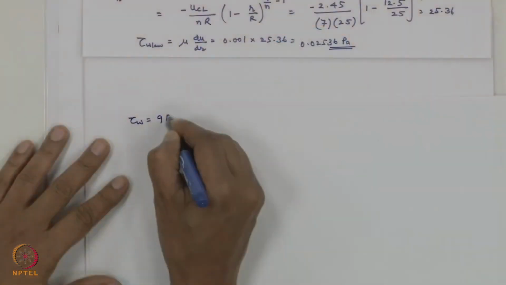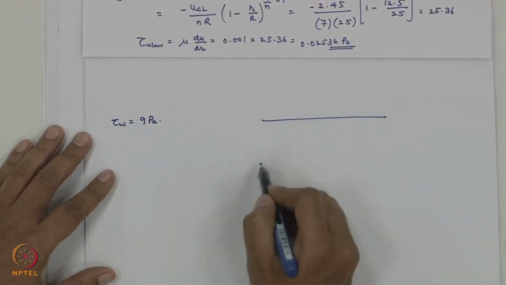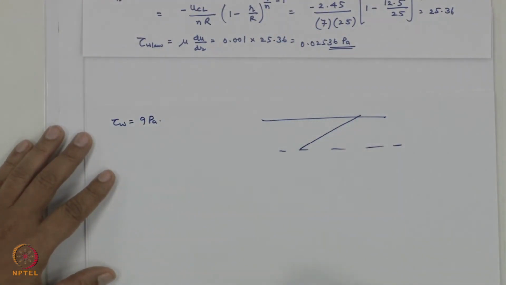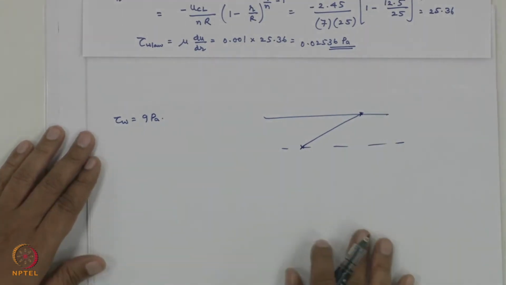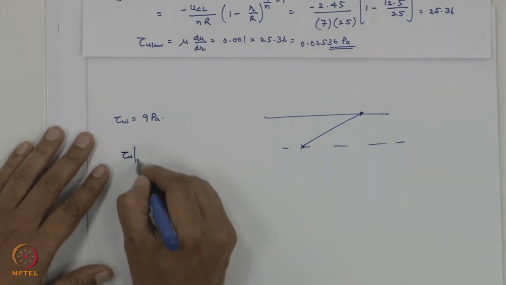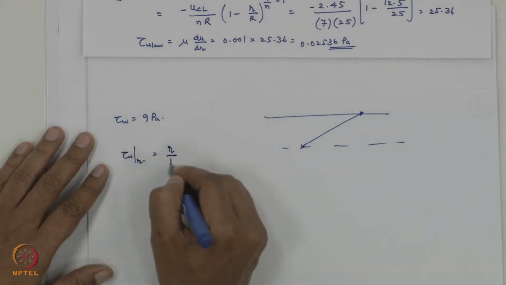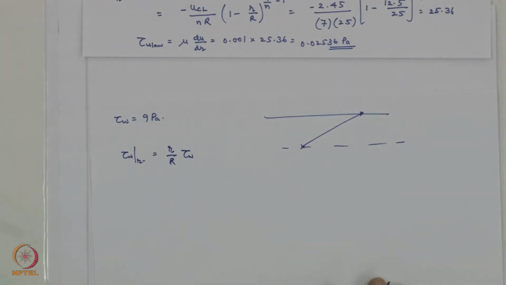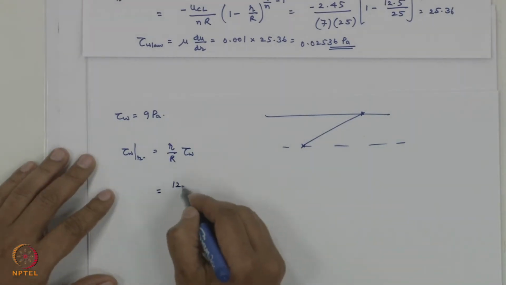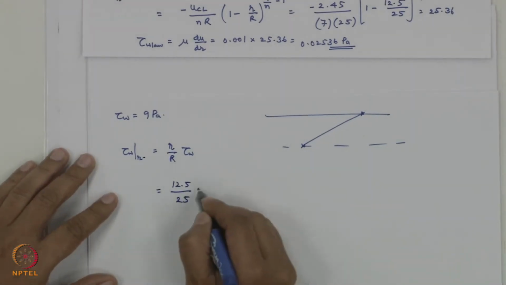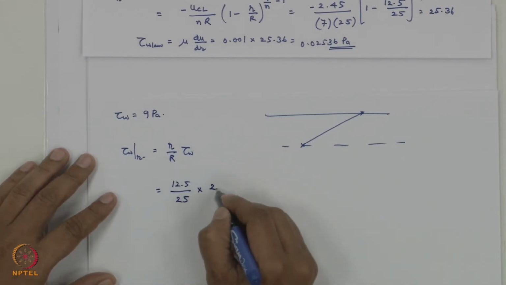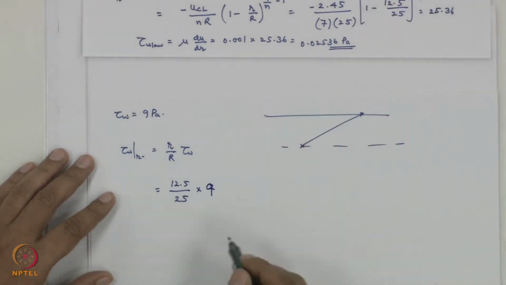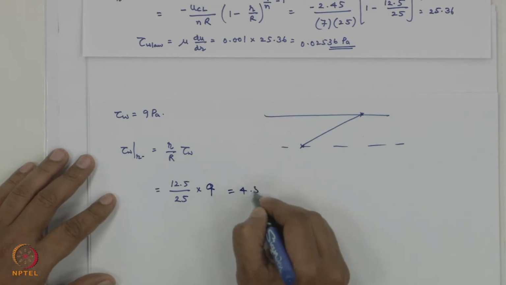Now if you take tau wall, at the wall it is 9 pascals, and the shear stress, as I had shown you, varies linearly. So at the center shear stress is 0 and at the wall it is maximum. So you have tau at R equal to R by R into tau wall. So at R is 12.5 divided by 25 into tau wall, which is 9 pascals, you had gotten 9 pascals, so you get 4.5 pascals.